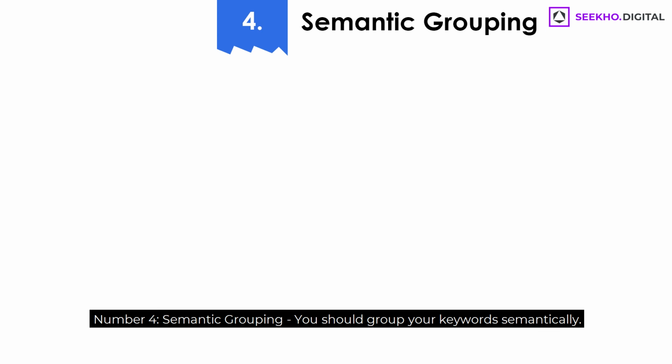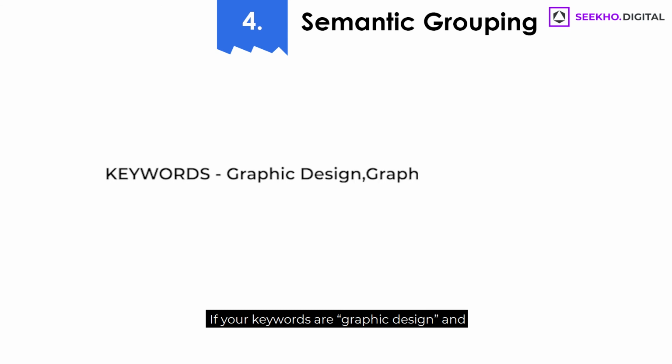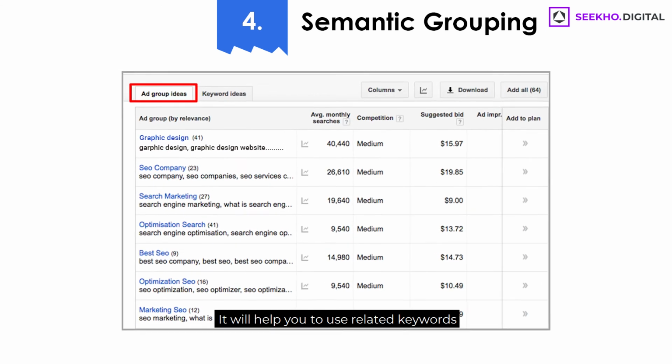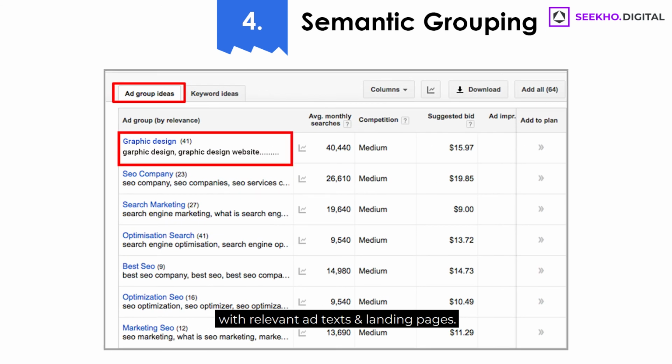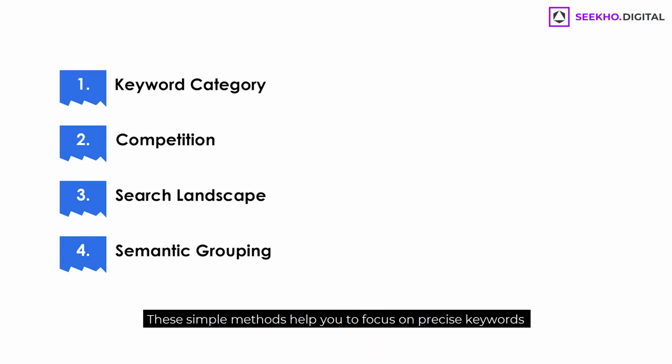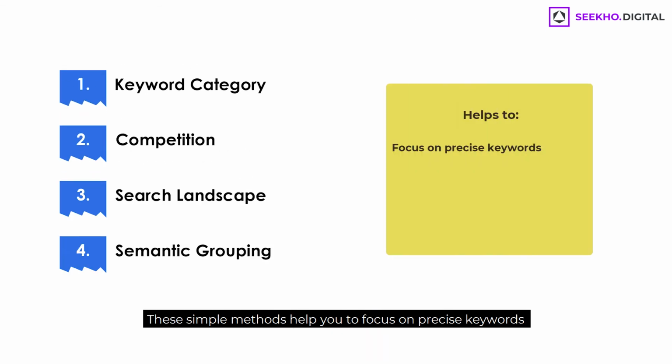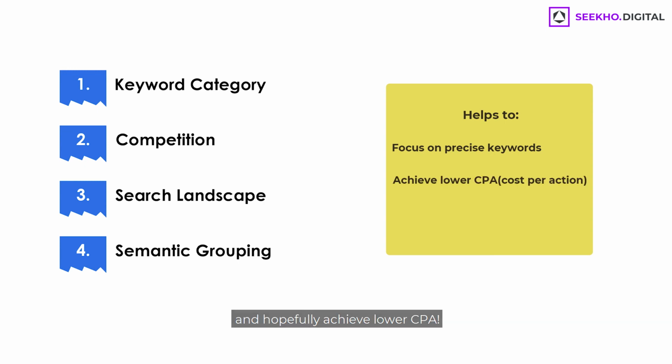Number 4. Semantic grouping. You should group your keywords semantically. If your keywords are graphic design and graphic design websites, you would want to group them under graphic design. It will help you to use related keywords with relevant ad texts and landing pages. These simple methods help you to focus on precise keywords and hopefully achieve lower CPA.